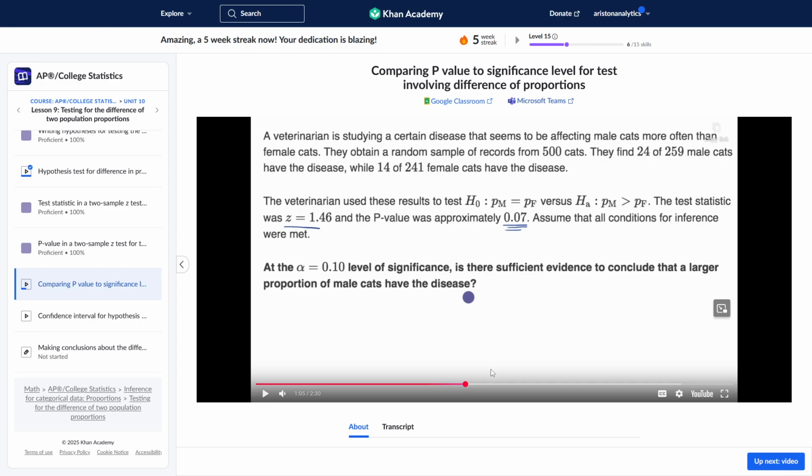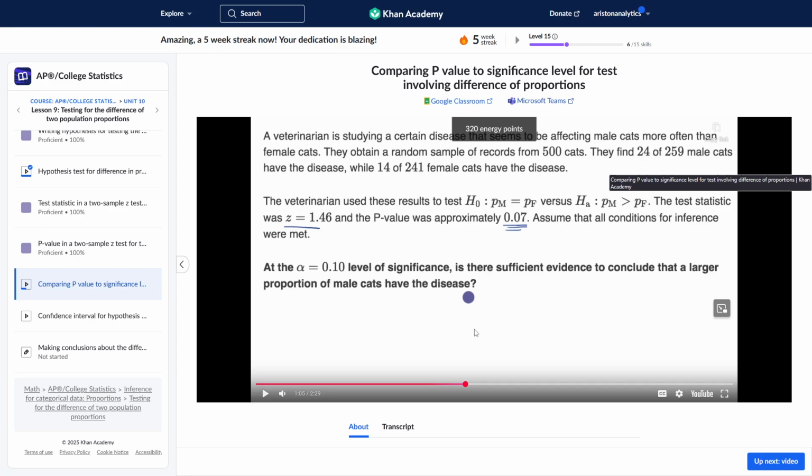Comparing p-value to significance level for test involving difference of proportions, okay? Random sample of 500 cats. Okay, so they're from the same sample. No, well, no, they're not. I mean, they are, but okay. Test statistic z equals 1.46. P-value 0.07. All conditions for inference are met. Alpha 0.1 level of significance. Sufficient evidence to conclude that a larger proportion of male cats have the disease.